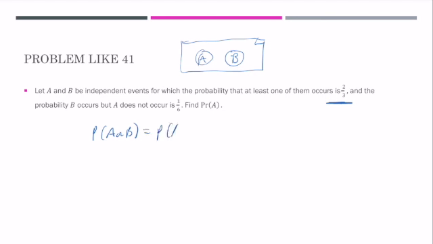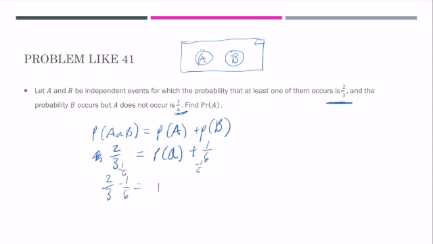I know that's going to be the probability of A plus the probability of B. So the probability of A or B is 2/3. That's going to be the probability of A plus the probability of B, which is 1/6. So I have 2/3. I'm going to subtract 1/6 from both sides. Minus 1/6 equals the probability of A. I've got to make these like fractions. That gives me 3/6, which is 1/2. So that's the probability of A.